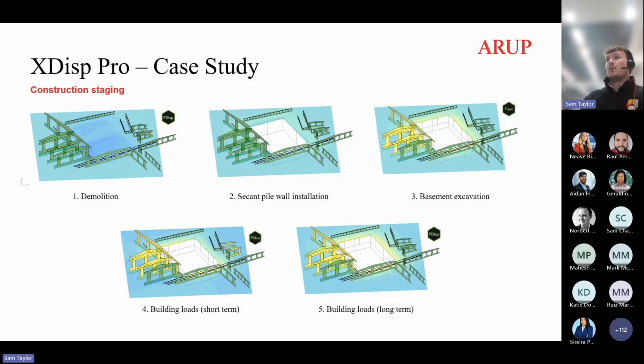But then also what was really good was that we were able to create additional stages which were incremental. It allowed us to quickly see which stage was governing the movements, and especially it was very useful for deciding our movement alert levels or trigger levels for the monitoring during the construction. And yeah, as you can see, there's a lot of lines, a lot of stages. So the batch export was really useful for this.